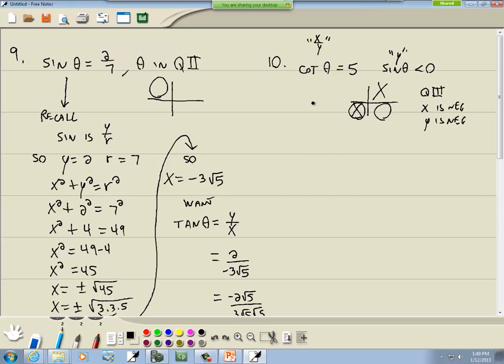Okay, so cotangent, if I were to put it in fraction form, is equal to 5 over 1, because you can always create a fraction by putting it over 1. And we said cotangent is x over y, and x is negative and y is negative. So that means that x is equal to negative 5 and y is equal to negative 1.